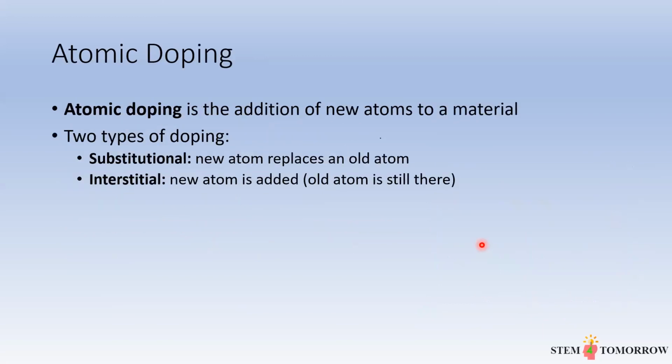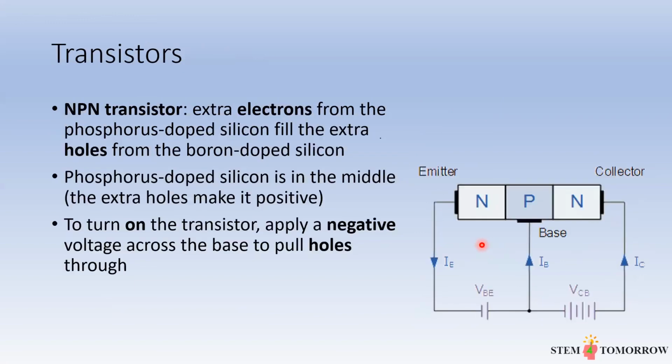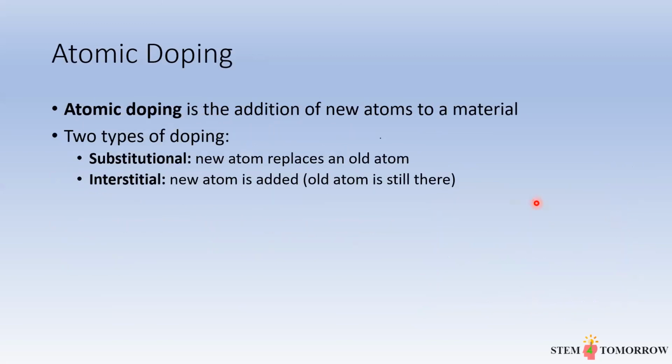And so another type of doping is atomic doping. Before, we did charge doping, where we manipulated the charges to make some of these positive and some of these negative, and then exploited that to make transistors. But here in atomic doping, we're just adding new atoms to a material and seeing what happens. Okay. So there are two types of doping: substitutional and interstitial.